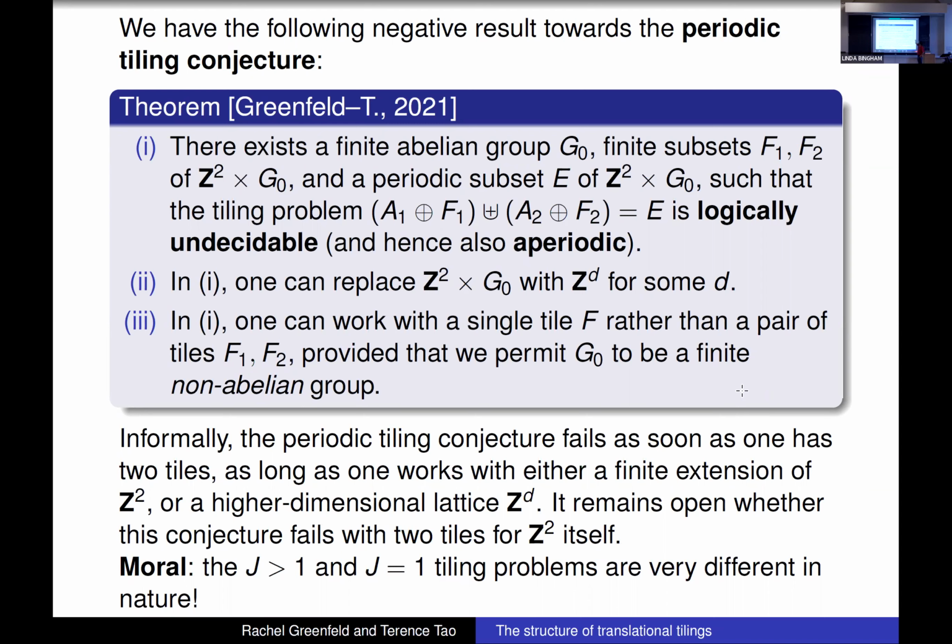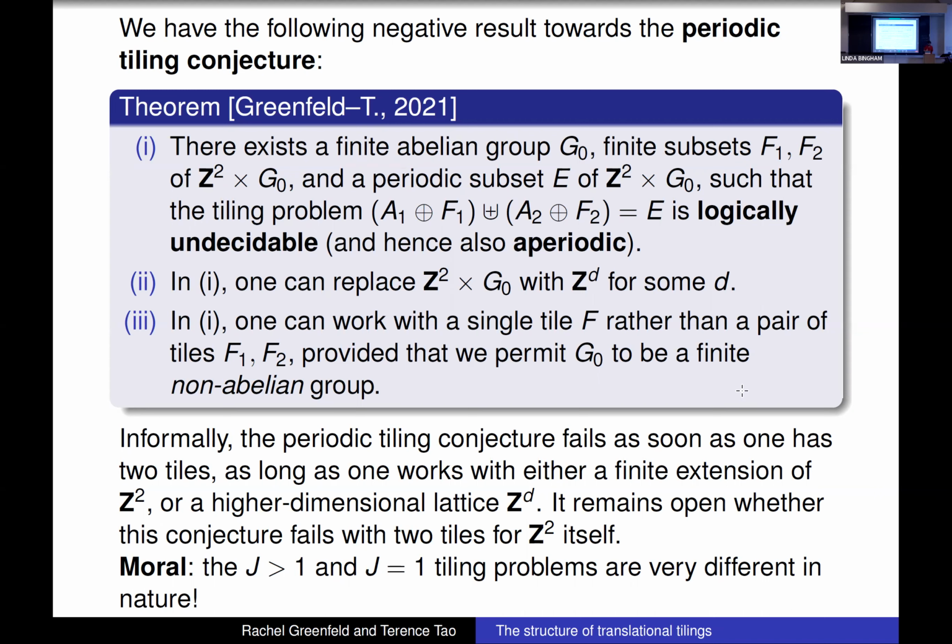If you don't like thickening Z2 by a finite group, you can instead thicken to ZD by adding more dimensions. The same statement is true in some ZD for some large D. So there's some huge dimensional lattice and 2 tiles in that lattice, and it is not decidable whether you can tile a periodic subset of the given space or not. So that's the 2 tiles.